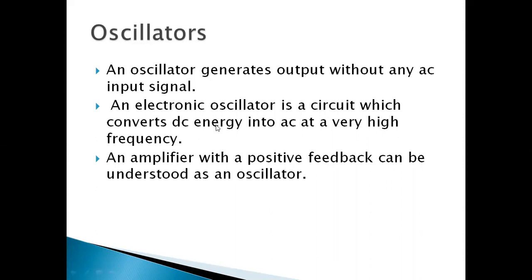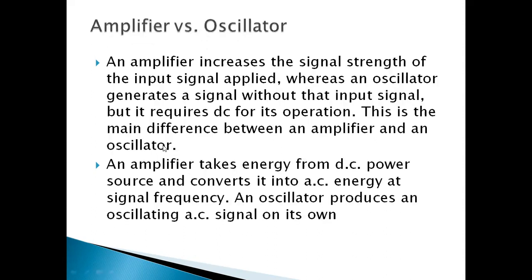So an oscillator is an electronic circuit which generates AC output signal without giving any AC input signal, and it also converts the DC signal into an AC signal. That means here we are applying some DC signal, and that DC signal is converted into an AC signal at some particular, very high frequency. So what is the difference between an amplifier and an oscillator? That means we are differentiating the characteristics of an amplifier and an oscillator.